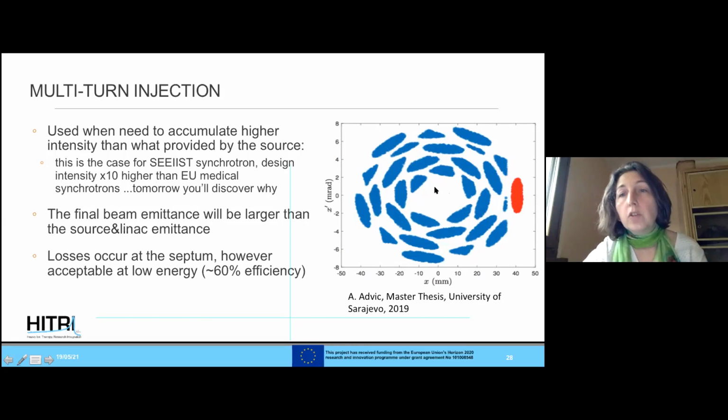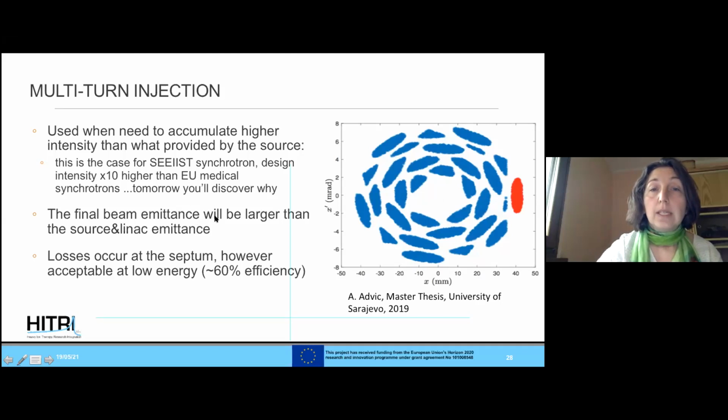These are simulations done by a student who joined us a few years ago, from the University of Sarajevo. She prepared the tools to study multi-turn injection, and this is one of the first results. Very similar to the plots that I showed you before, but these are simulations tracking particles turn by turn. And maybe one of you will be the next student and will really study the details of this injection in our machine. Who knows?